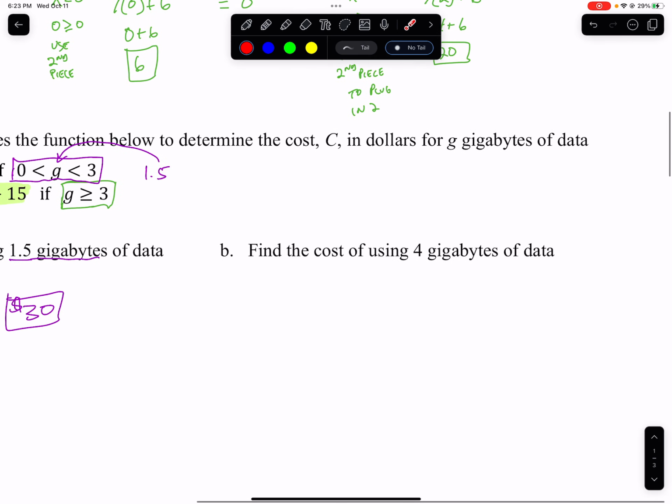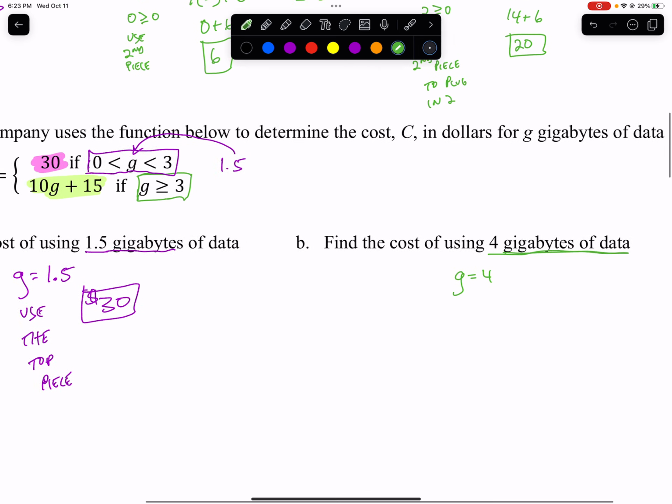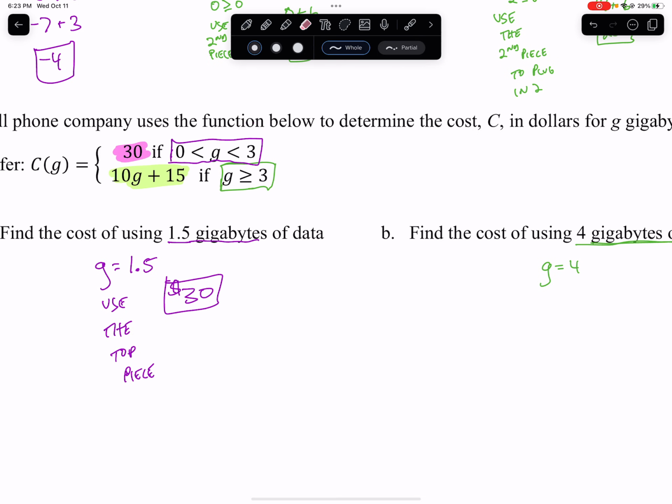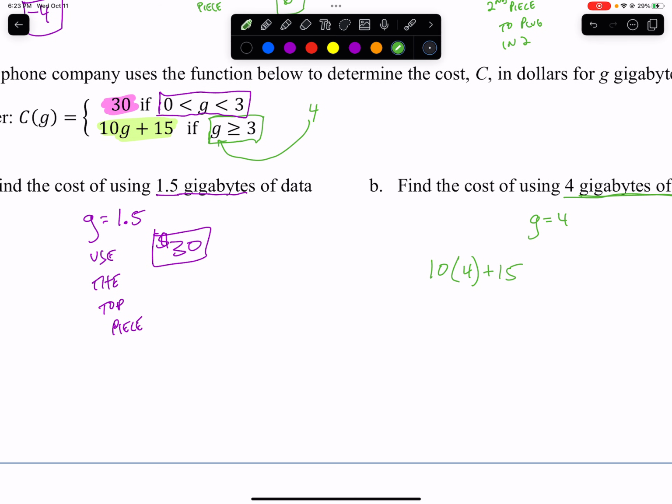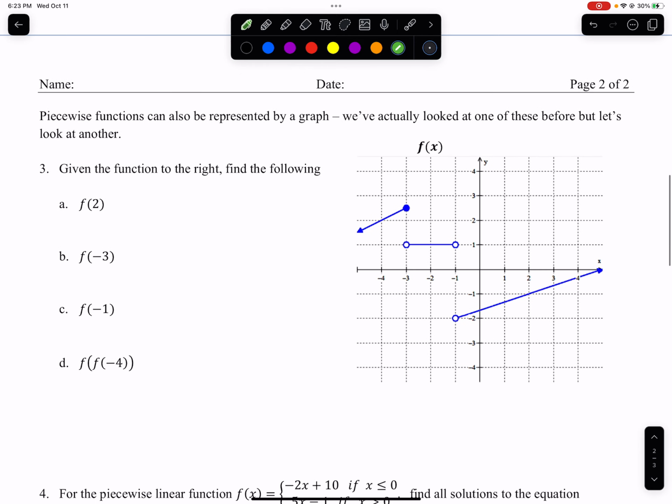Okay, find the cost of using 4 gigabytes of data. All right, so if we look at G equals 4, because it says 4 gigabytes of data, which domain does G equal 4 fit into? Is 4 between 0 and 3, or is 4 bigger than or equal to 3? Well, it's bigger than or equal to 3, so now I use the bottom piece. And so that would be 10 times the 4 gigabytes plus 15. This will be the cost. So 10 times 4 is 40. 40 plus 15 is $55. Okay? That's how you use a piecewise function.